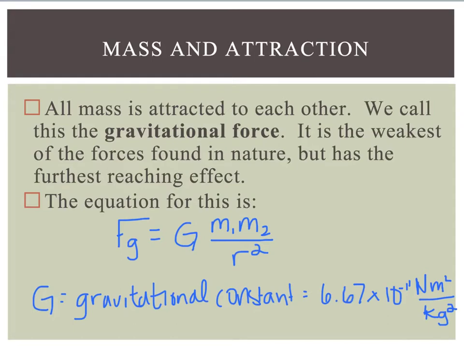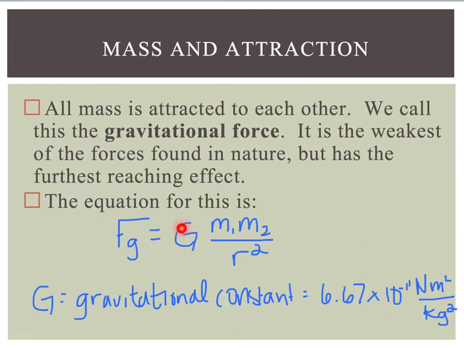As we discussed in the last video, all mass is attracted to each other, and we call this the gravitational force. It is the weakest of the forces found in nature, but it has the furthest reaching effect, meaning it affects things the furthest away with the biggest distance. So we have an equation for this, and you should be familiar with the force of gravity. Now we have a new way to calculate it.